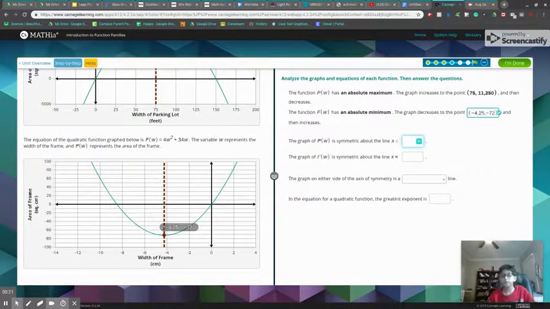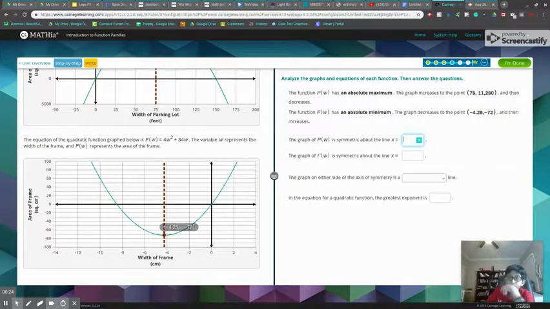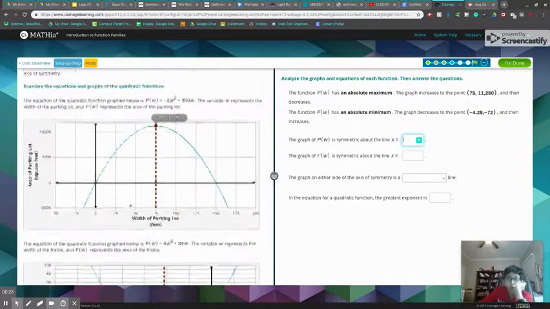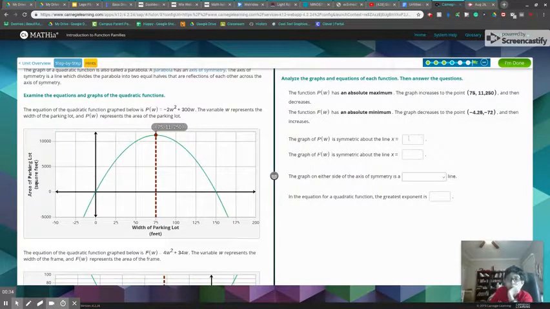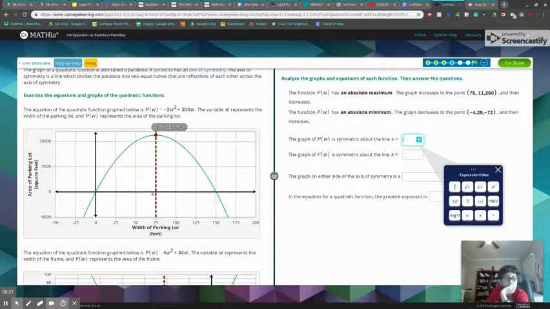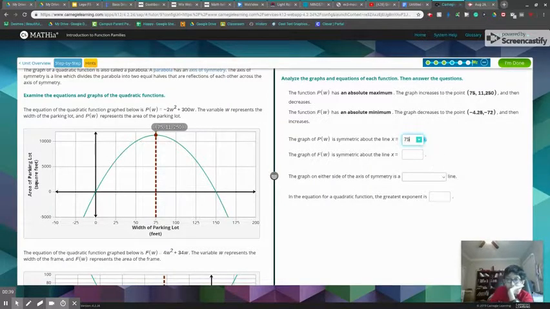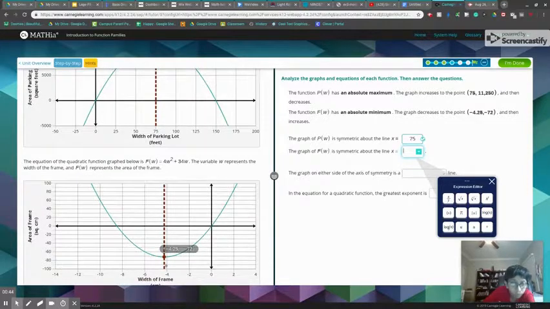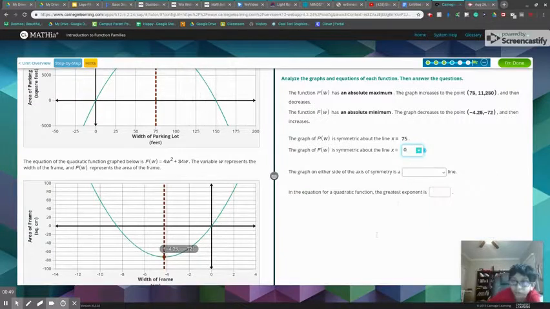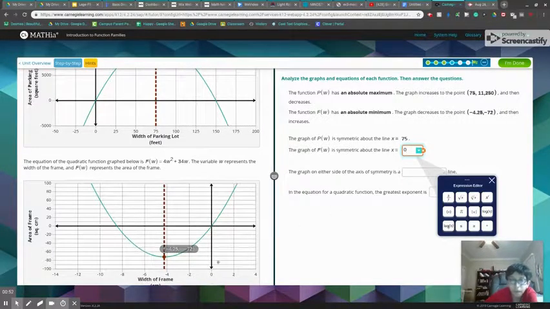The graph of PW is symmetric about the line X. What do they even want us to type? Oh, X equals 75. And then over here, it's going to be Y equals, they showed 0. They literally have a line over there. No, wait. But there's a line over there. Maybe it's like, oh wait, it's negative 4.25.